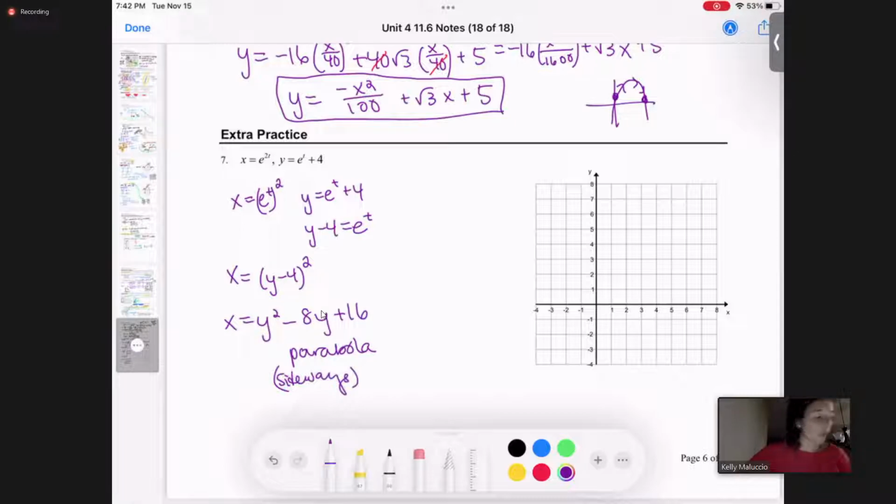Another way you could do this is take the square root. So e to the t is the square root of x, but is it plus or minus? You'd have to do a little work there. And then y equals, plus or minus, square root of x plus 4. And again, I won't maybe finish this, but the sideways parabola is going to be something like some type of side.